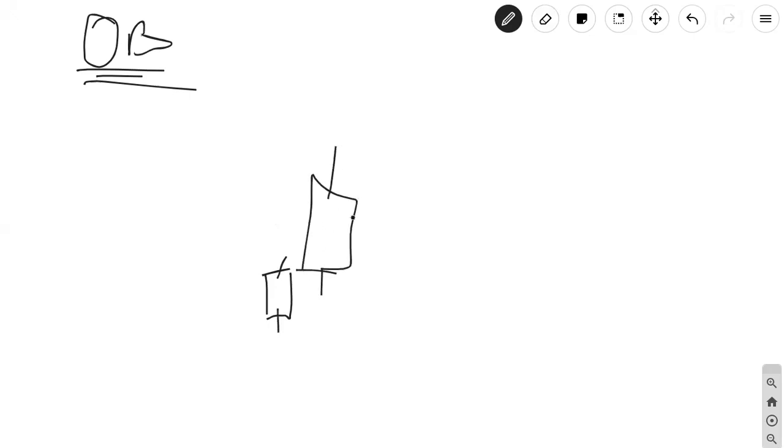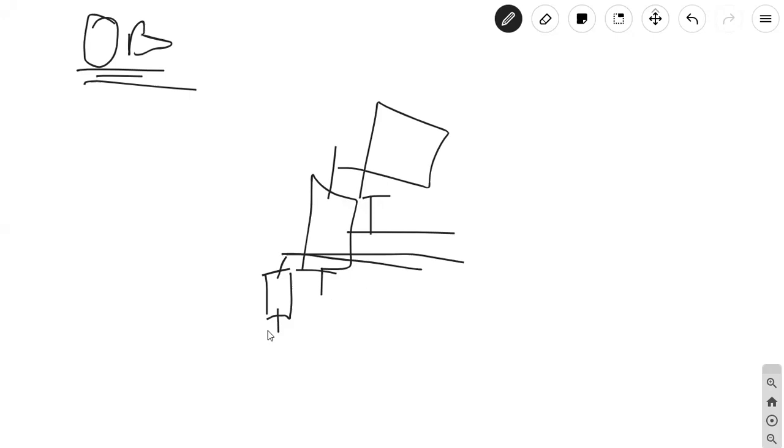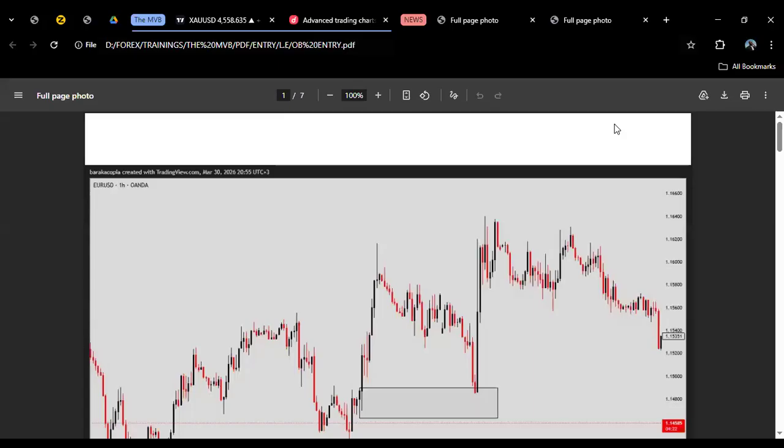So when you have something like this, this is a fair value gap, right? So the candle here, this is one, this is what I call an order block. Sometimes you may find it is a bullish candle, sometimes it can be a bearish candle. So we'll see with the examples. Let me show you some of the examples here.